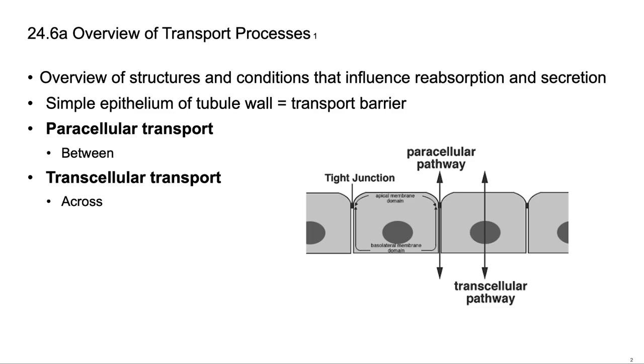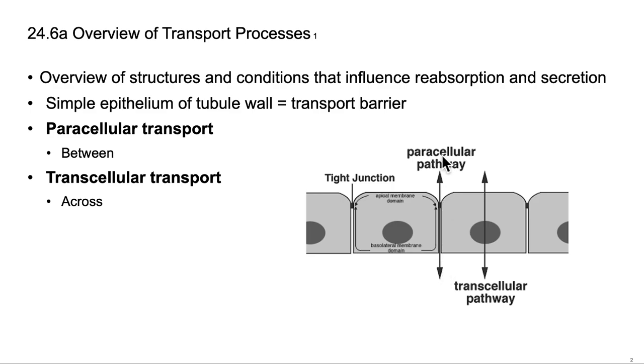So paracellular, the term para means beside, or next to. So when substances move paracellularly, they're moving between two adjacent cells. So they're moving next to or beside one given cell. So here's one cell, here's another cell. We're moving in between those two cells, right?